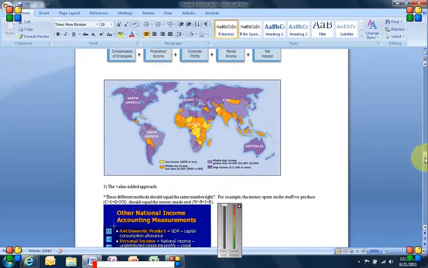Speaking of national income, if you want to compare ourselves briefly to other countries, this is an interesting diagram you want to take a look at.